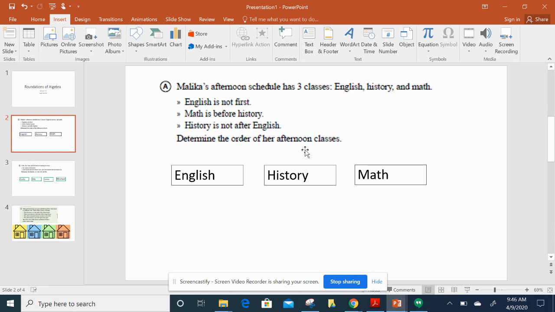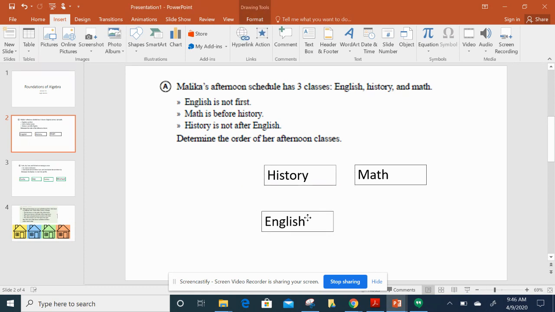Now, there's not a specific way to do this. Sometimes the clues are not in order the way that we need to figure them out. And so we just need to read and see if we can figure out something and then go from there. So I am going to start with the first clue this time. It says English is not first. And so I don't know where English is, but I'm going to move it out of the first position. It might be second or it might be third.